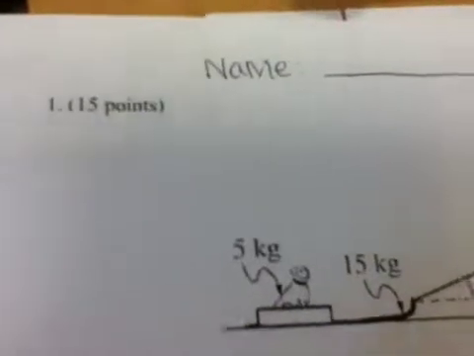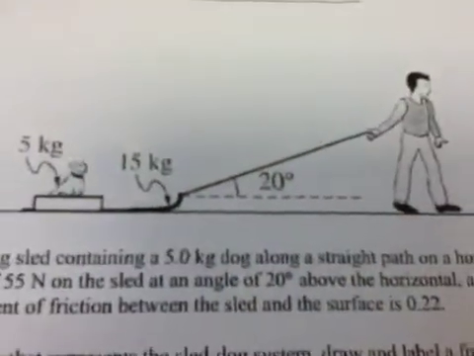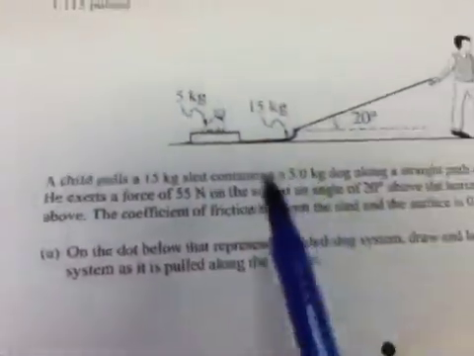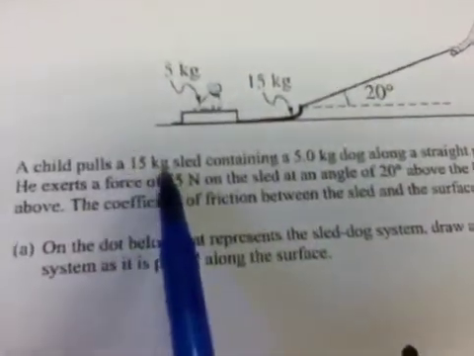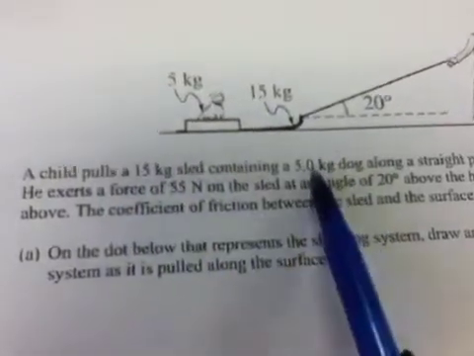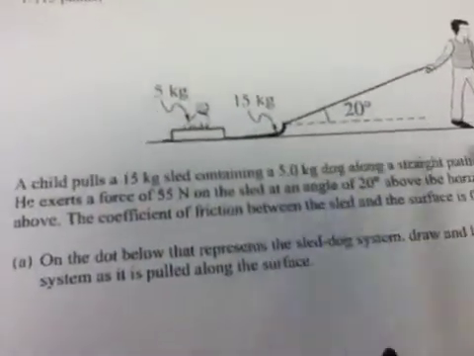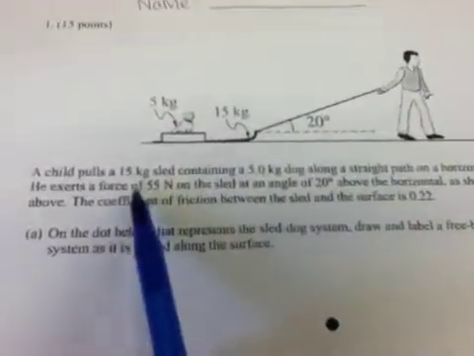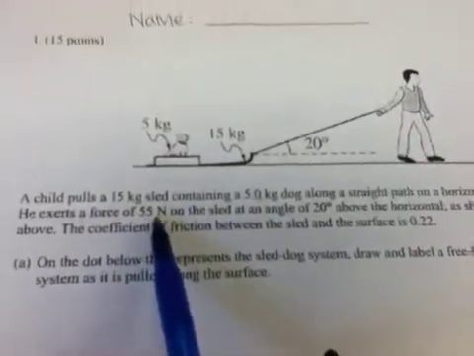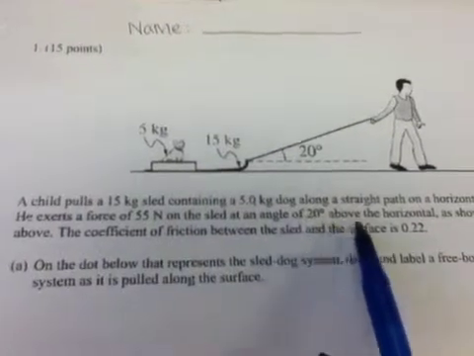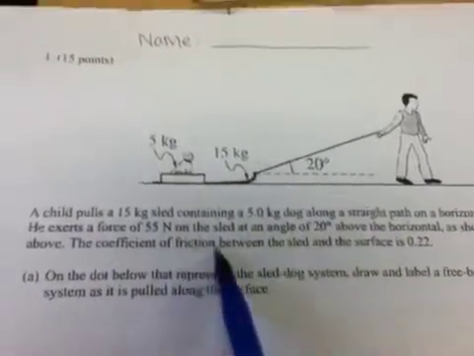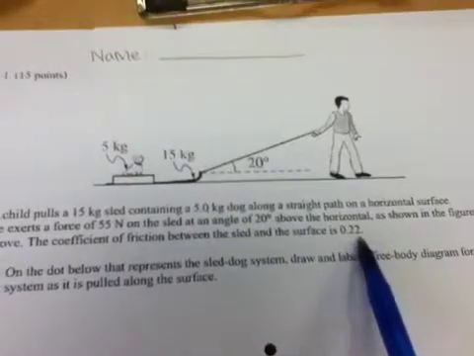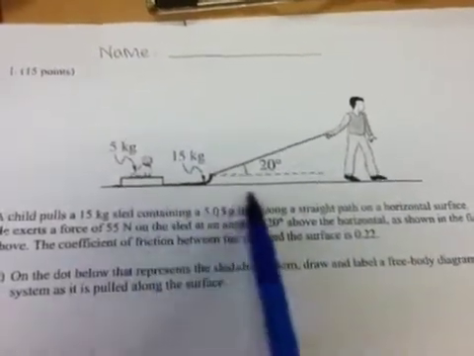Alright, so we are working on the problem with the dog in the sled with this person pulling it. It says that we've got a child who pulls a 15-kilogram sled with a 5-kilogram dog on a horizontal surface, along a straight path, and exerts a force of 55 newtons on the sled at an angle of 20 degrees. And we have friction, which is 0.22. That's the coefficient. So that's like how rough the surface is.